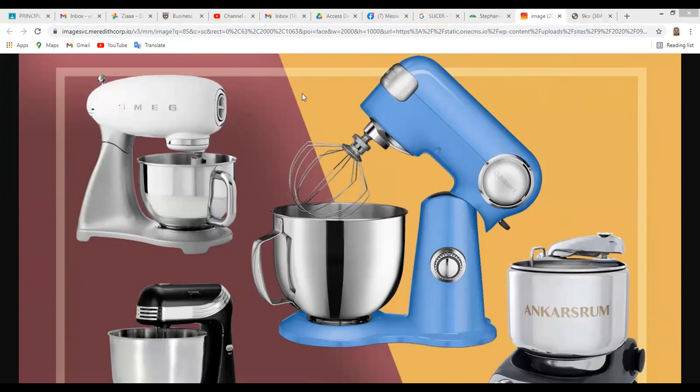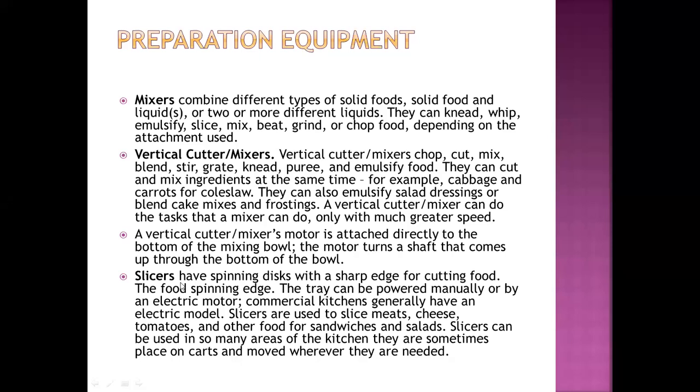So after this, let's proceed back. Next that we have is slicer, and a slicer has a spinning disc with a sharp edge for cutting food. The food tray can be powered manually or by an electric motor. Commercial kitchens generally have an electric model, and slicers are used to slice meats, cheese, tomatoes, and other foods for sandwiches and salads. So slicers can be used in so many areas of the kitchen. They are sometimes placed on carts and moved wherever they are needed.